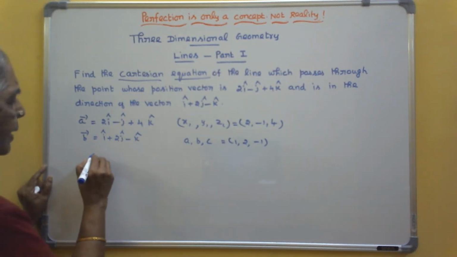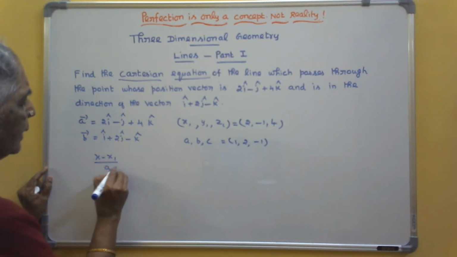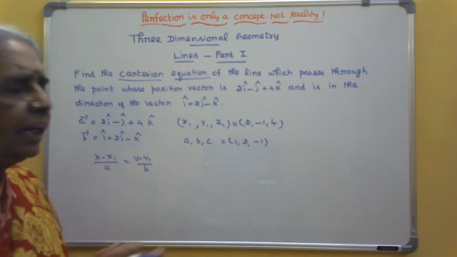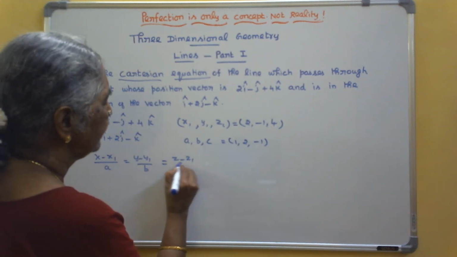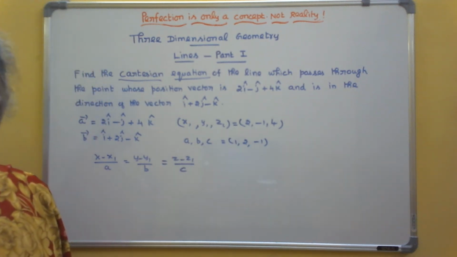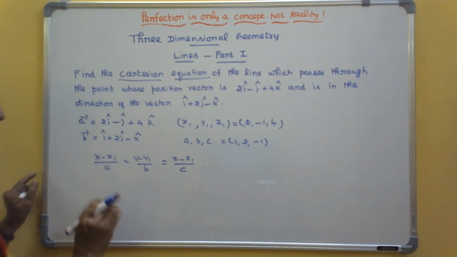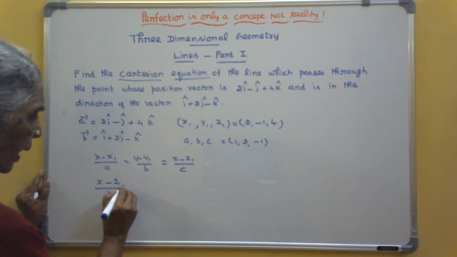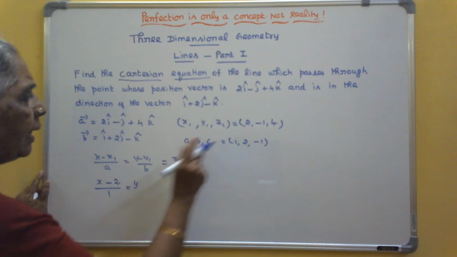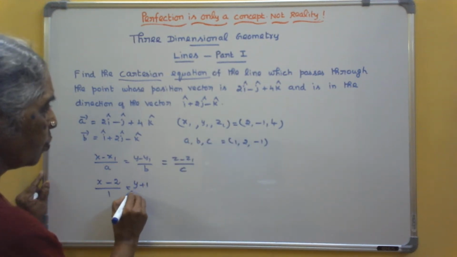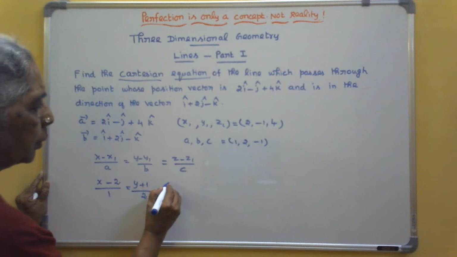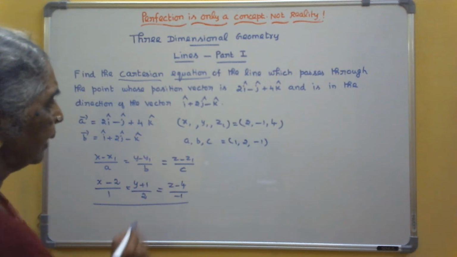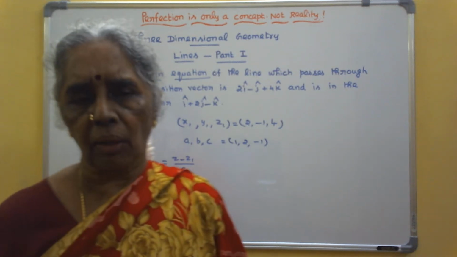Now what is the equation in the Cartesian form? (x minus x1) by a is equal to (y minus y1) by b is equal to (z minus z1) by c, right? This is the Cartesian format. So now I can write (x minus 2) by 1 is equal to (y minus of minus 1, so y plus 1) by 2, is equal to (z minus 4) by minus 1. This represents the Cartesian equation of the line.